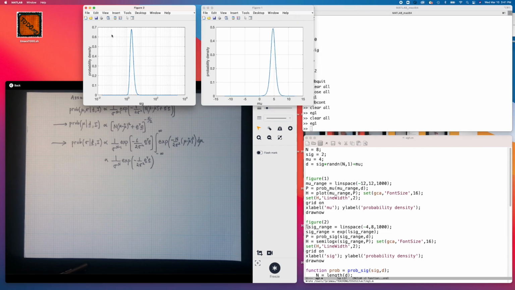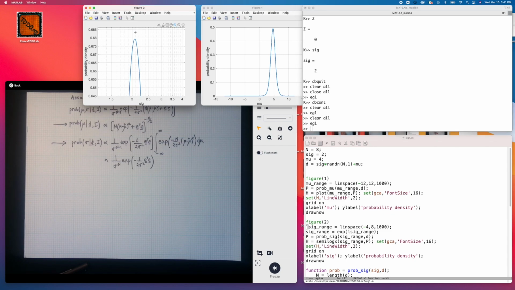Okay, so where's this one peaked? Let's check if it's close to the true value. So somewhere between 2.05 and 2.1, and the value that I picked was 2. So it seems reasonable. I don't know if it's right. Let's pick more data points. Oh no, let's put a lot of data points. Then they should get very narrow.